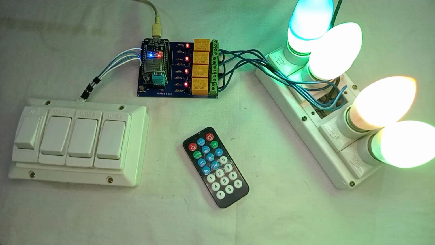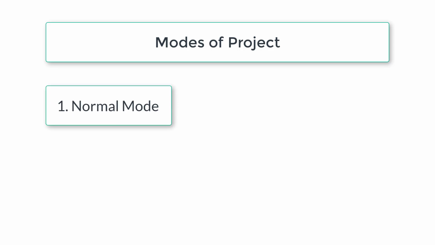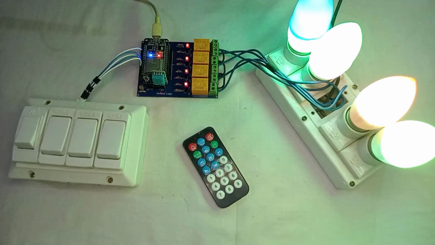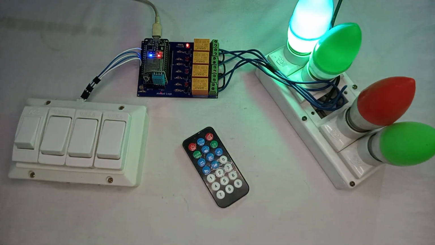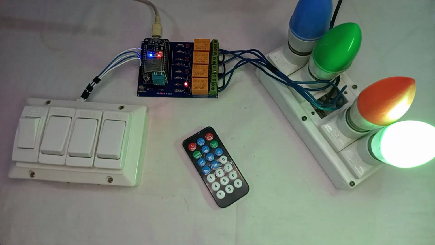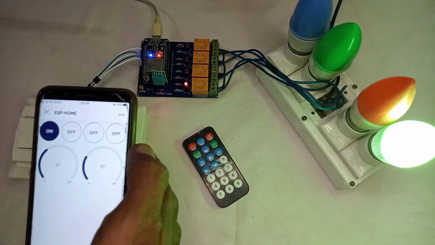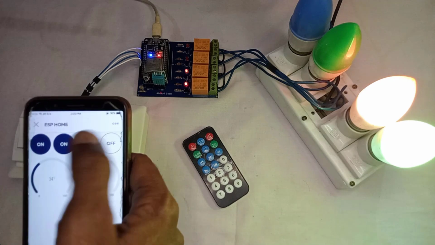Now, let's talk about the working of the project. This project works on two modes. The first one is normal mode. In normal mode, you can control your appliances manually without the internet using IR remote and switch buttons. Additionally, this project supports Blynk IoT platform, so you can control your home appliances from anywhere in the world while connected to the internet.